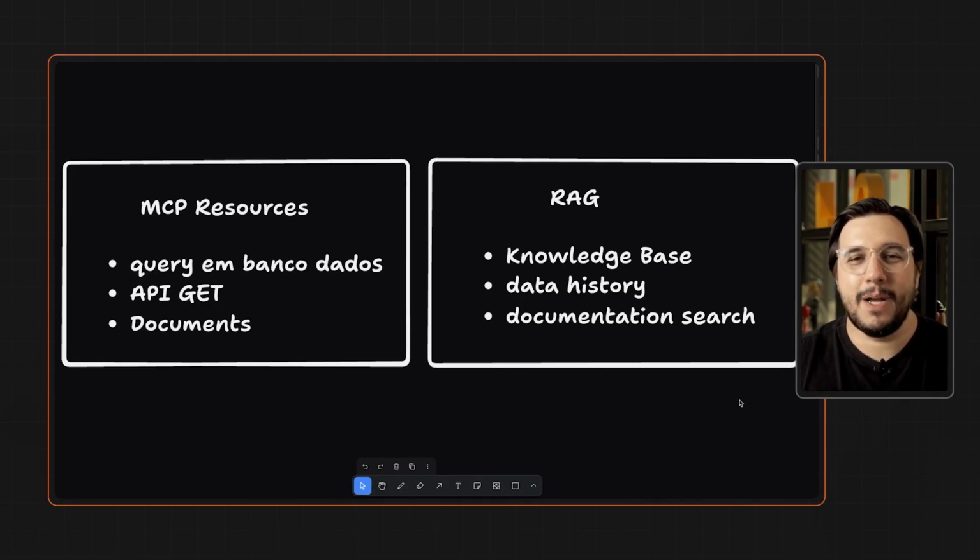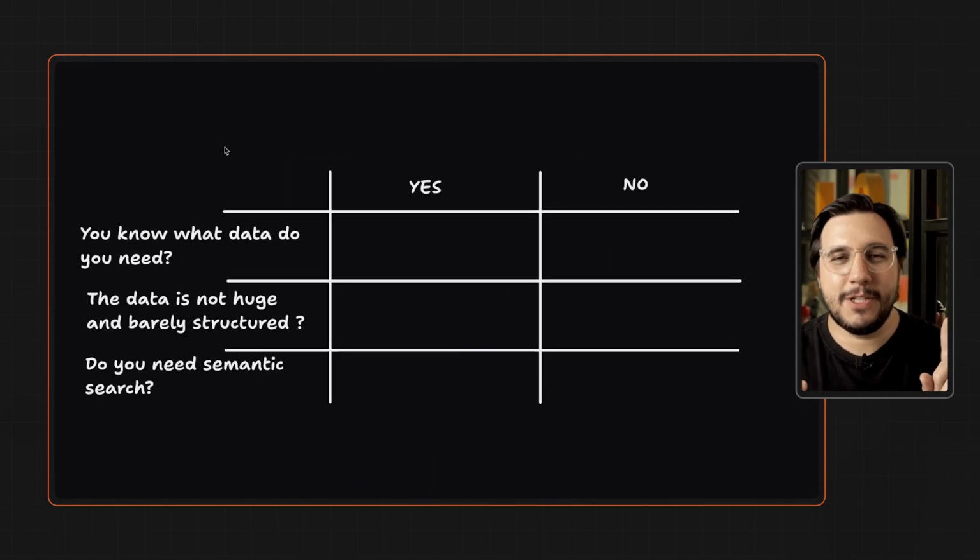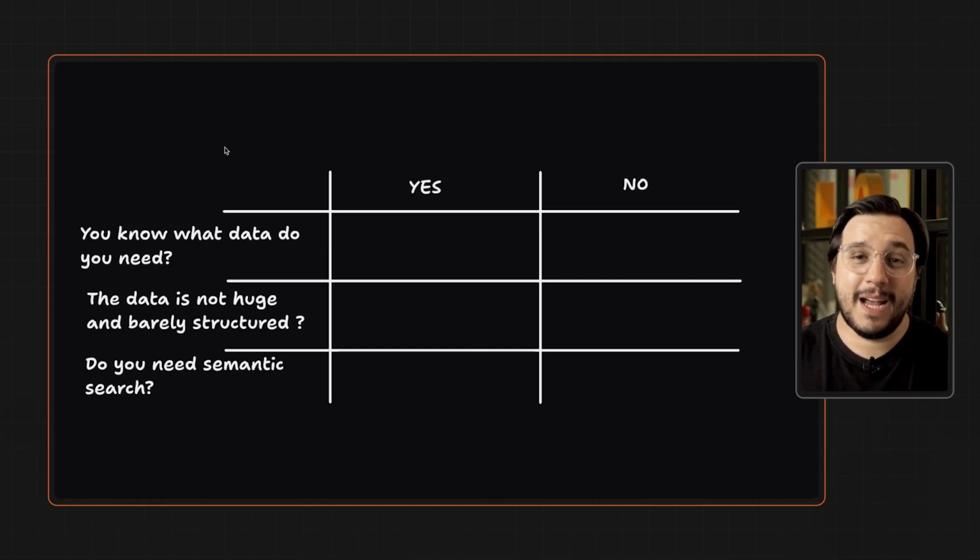And both? You'll have a tutorial here on the channel because there's already one for these and now there will be one for MCP Resources. I created a decision matrix here so you know exactly when to use MCP Resources and when to use RAG. So, based on these 3 answers, you'll know what's best for your situation. So, let's go. First question.